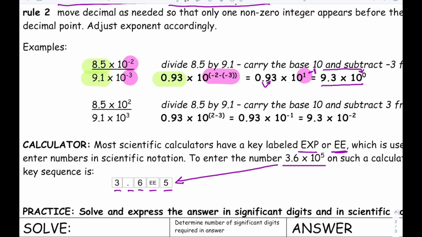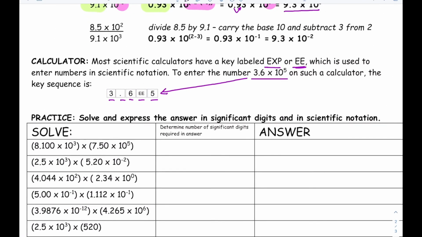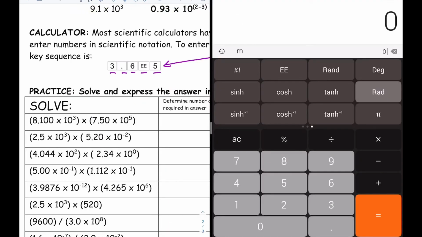Okay, let's try a couple of examples. We'll do 2 multiplication problems and 2 division problems together. So go ahead and take a moment and get your calculator out. Okay, before we get started, notice the directions.